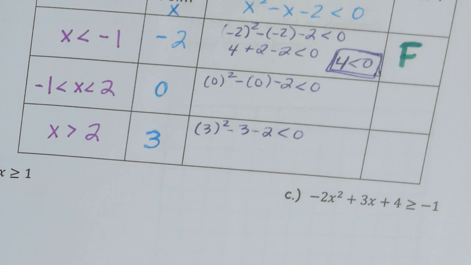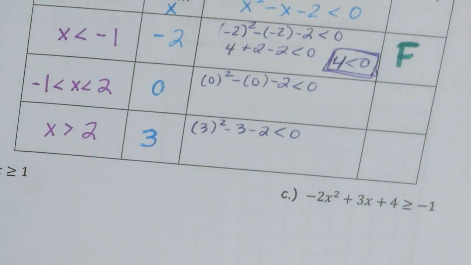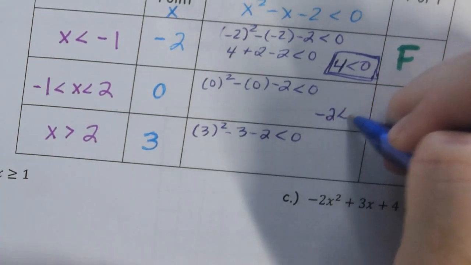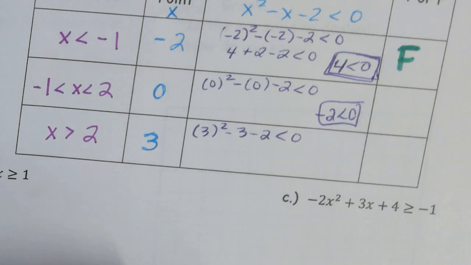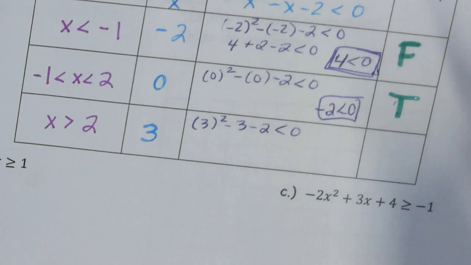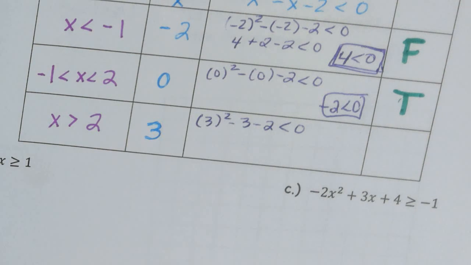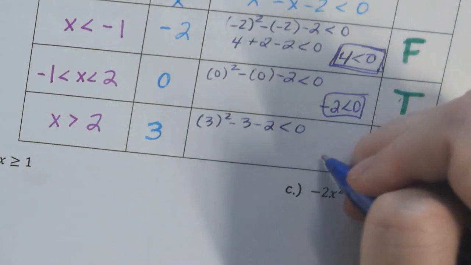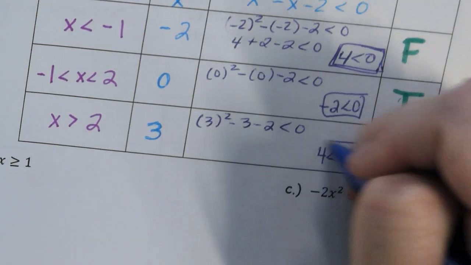Okay, Gwen, will you tell me what your inequality was for the second one? I thought -2 is less than 0. Good, and is that true or false? It is true, -2 is less than 0. Okay, and then Emmy, what'd you get for the last one? Good, and then is that true or false?